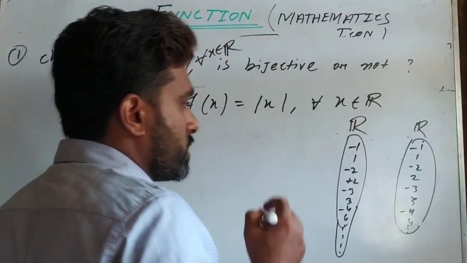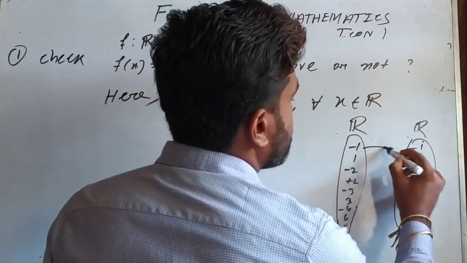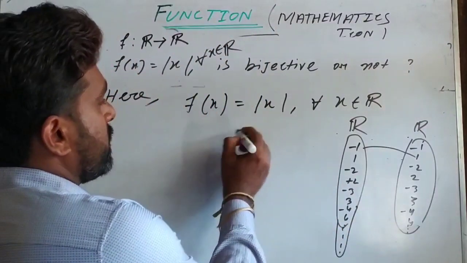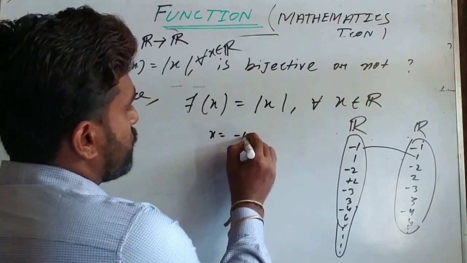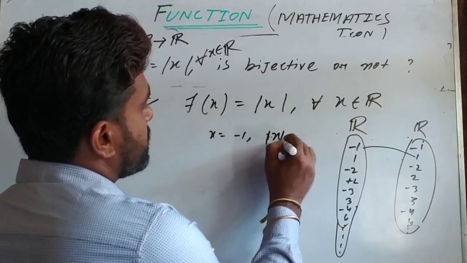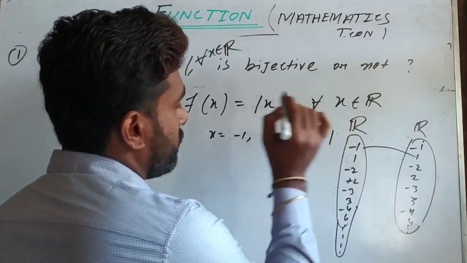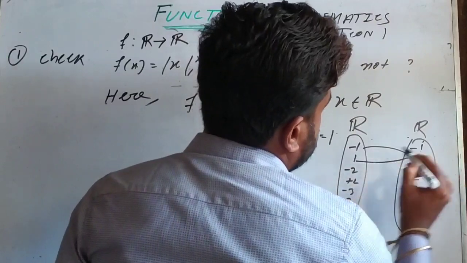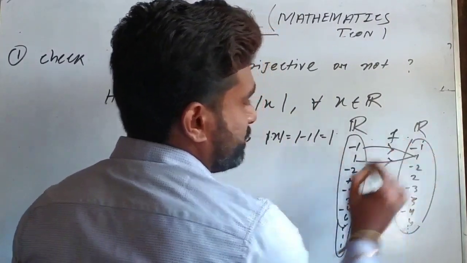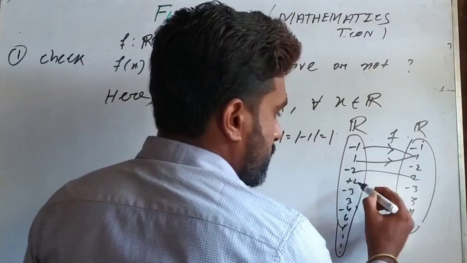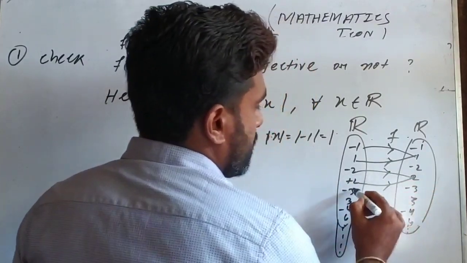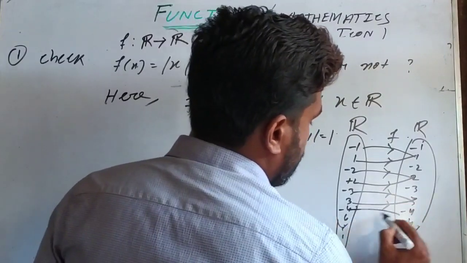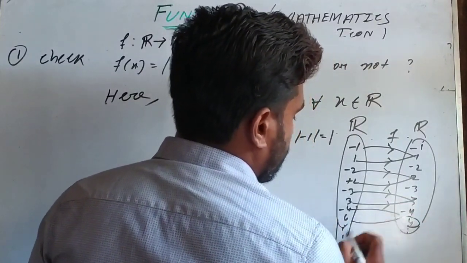Just you can see, if you choose x equals minus 1, the answer is 1. In the modulus function, mod of x equals mod of minus 1, the answer is 1. If you choose plus 1, the answer is plus 1 as well. If you choose minus 2 or plus 2, the answer is 2. If you choose minus 3 or plus 3, the answer is 3. If you choose minus 4 or plus 4, the answer is fixed at 4.